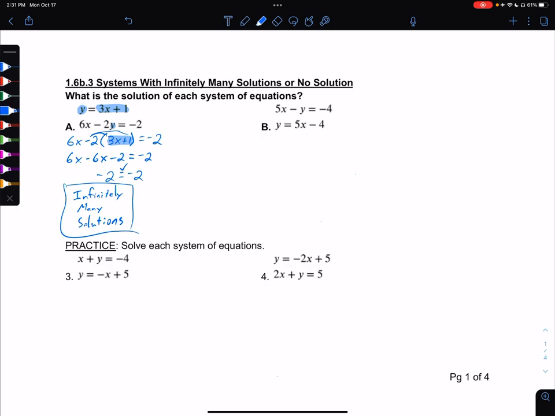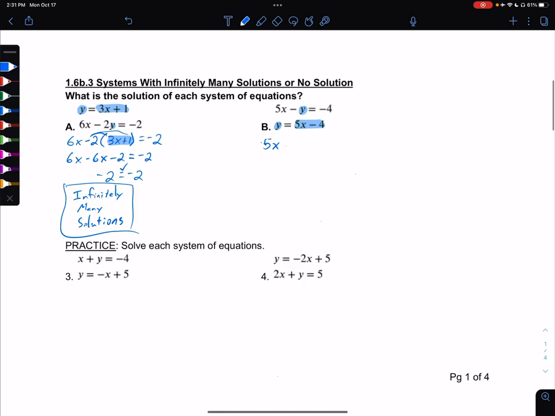Now let's take a look at part B. And again, if you have any idea of what might happen, it's probably going to be a no solution problem. So we have y is equal to 5x minus 4, and I'm going to replace my y value with 5x minus 4. Now we do want to be careful here.